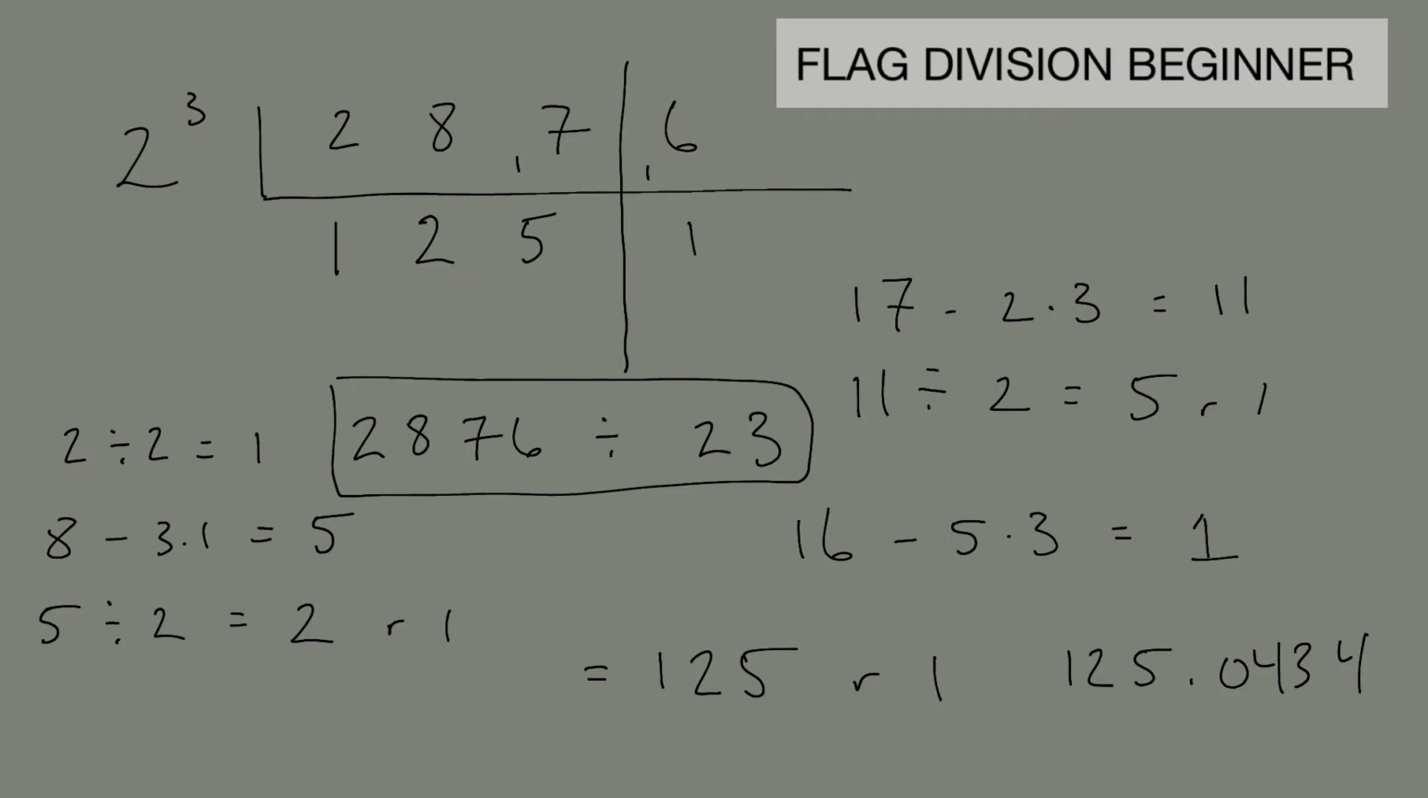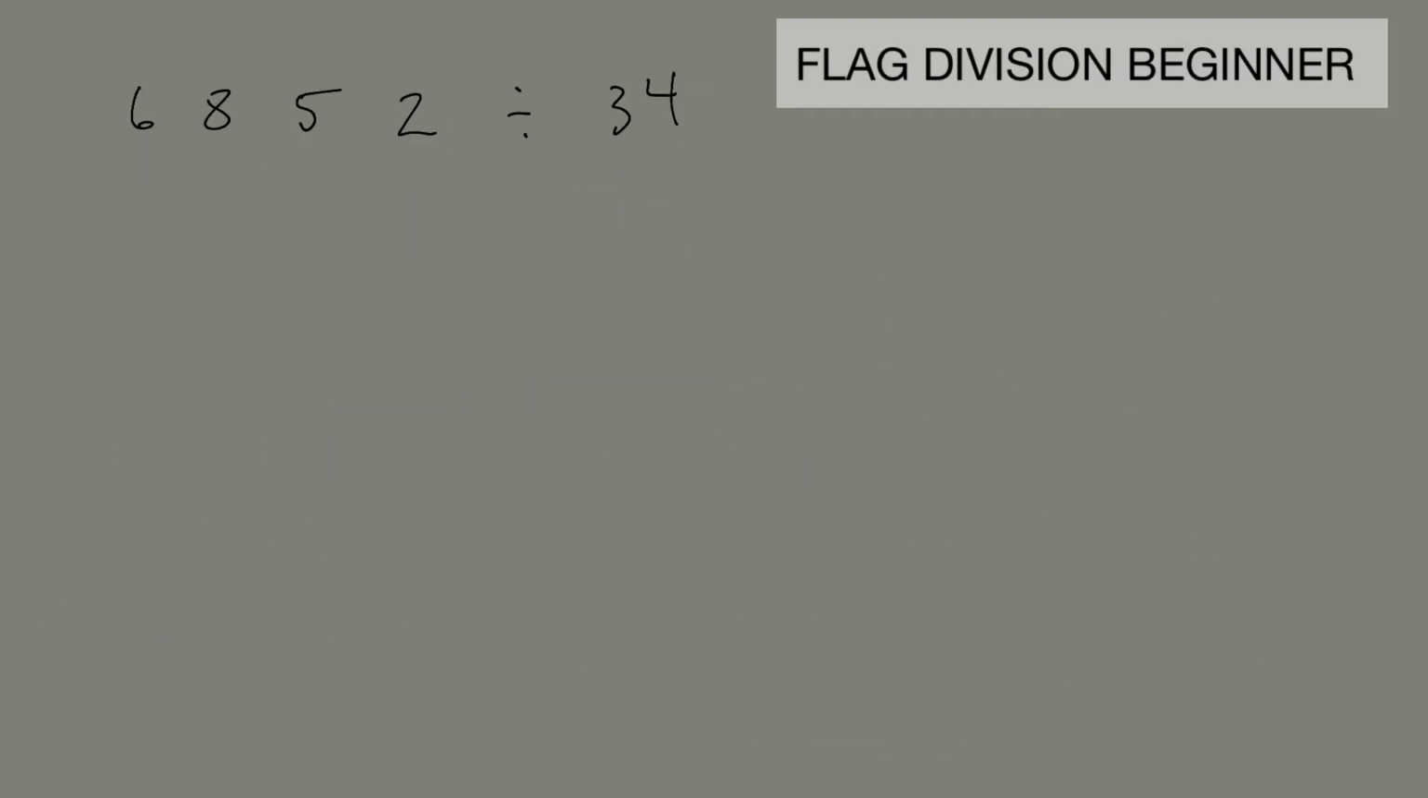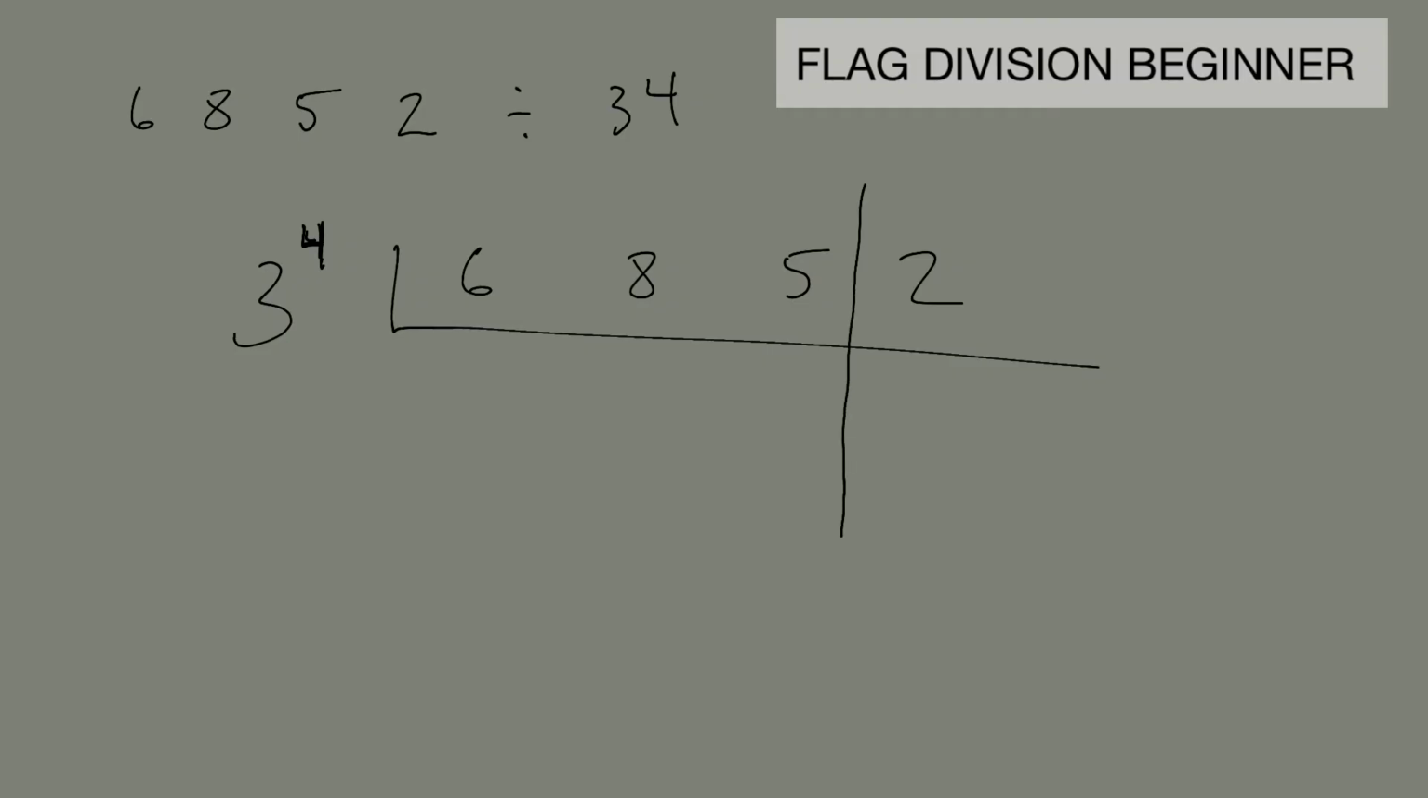Once again, this is our answer here, 125, remainder 1. All right, our next problem: 6,852 divided by 34. This is how we're going to set it up. There's our flag digit. We have one digit on the flag, so we go one digit in from the right. This is your quotient, and this will be the remainder area.